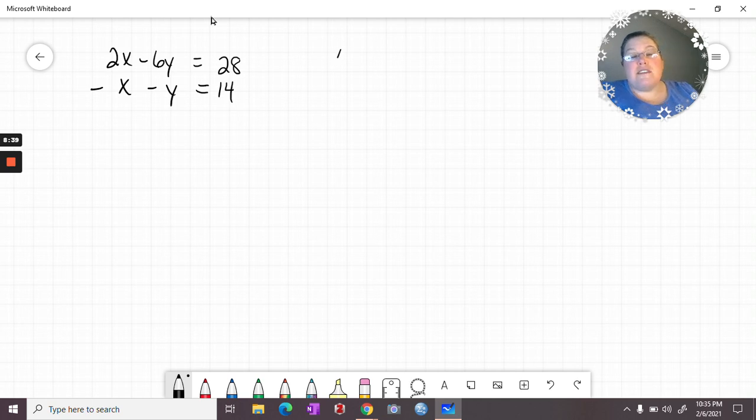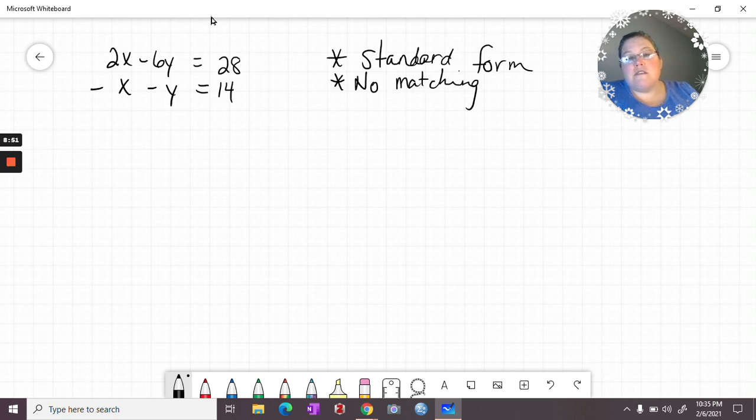So here, we're in standard form, but we have no matching coefficients. So that means we need to multiply first so that we can use elimination.